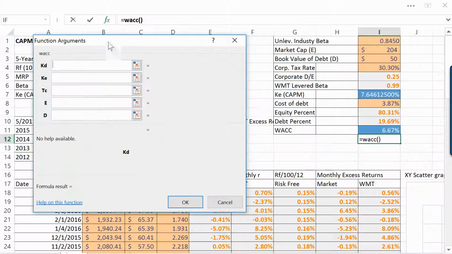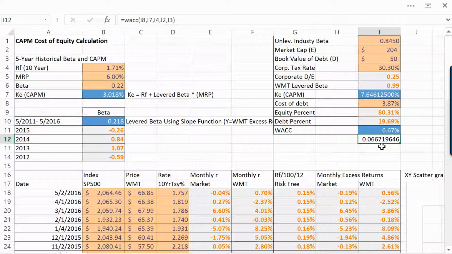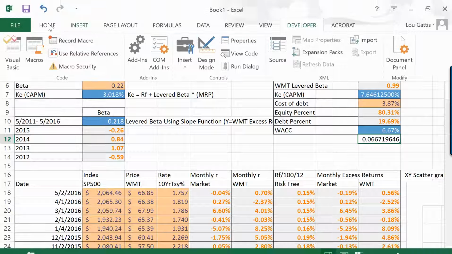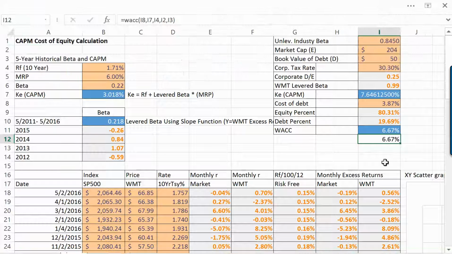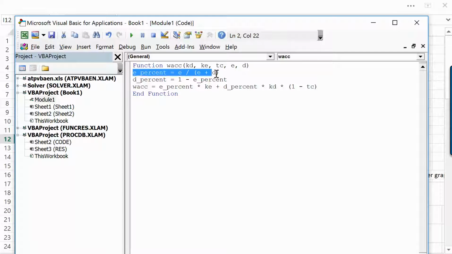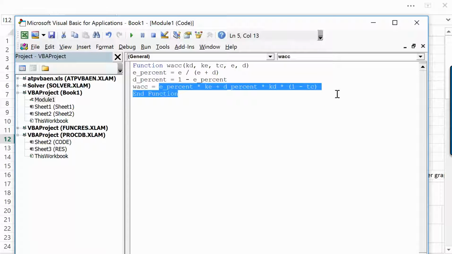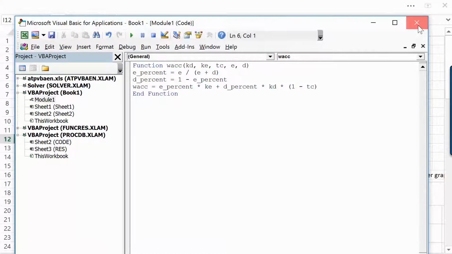I need my KD, my KE, tax rate, equity. Well, now this is just equity, 204, and debt, 50. And there's my 6.67%. So that's how you create a function using internal variables. And the advantage here is that this program is a lot easier to follow versus writing a longer formula that incorporates the percentages.